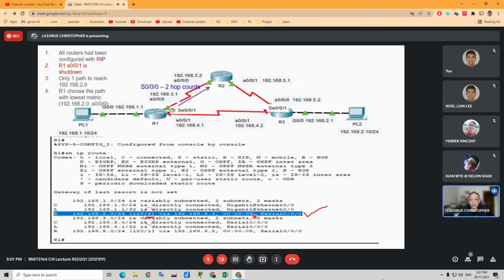So only one path is used to reach it. There is no load balancing here. Load balancing means both paths can be used and they share the bandwidth. Here with RIP, with hop count, they're not sharing. It's either one or the other. Based on hop count, the one with the better hop count will be entered as the entry to be chosen by the router.